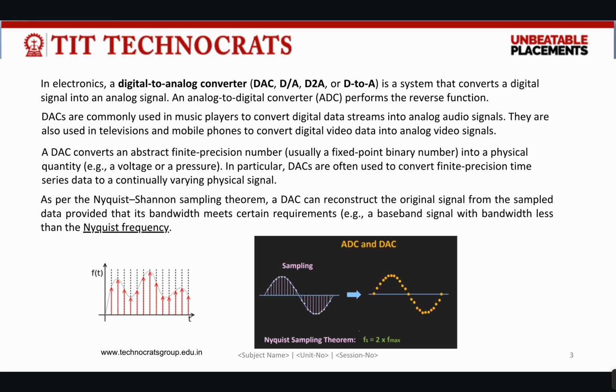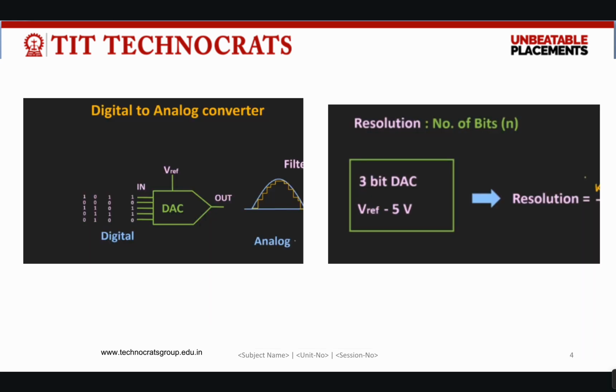So the Nyquist sampling theorem is Fs equal to 2 into F max. In a digital to analog converter, the input signal is compared with the V reference signal to get the analog output.